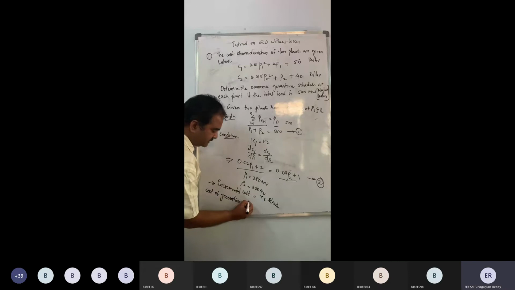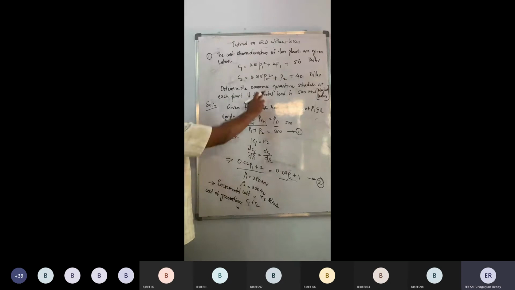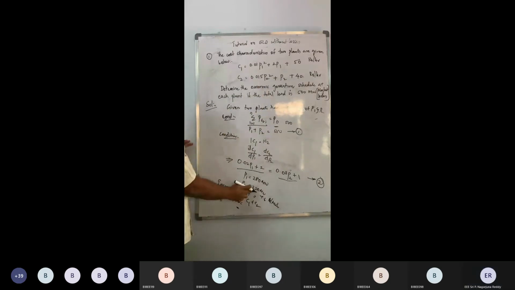The total cost of generation is C1 plus C2, isn't it? C1 is already in terms of P1, which you know already. C2 is in terms of P2, which is 220 megawatts. Can somebody calculate the total cost?